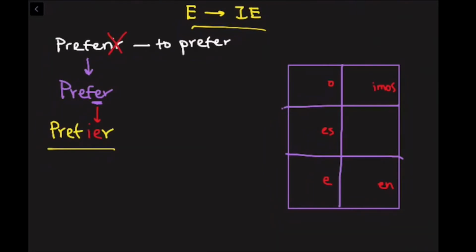Now this is the word we're going to add into each of the boxes of the conjugation table. So for yo, we have yo prefiero, tú prefieres, él, ella, or usted prefiere. Now nosotros, we go back to the original stem prefer. So for nosotros, we have nosotros preferimos. And we return back to the changed stem for ellos, ellas, and ustedes, so we get prefieren.